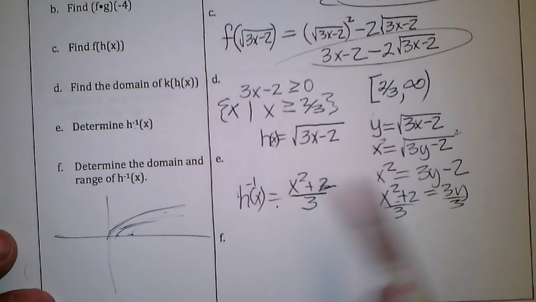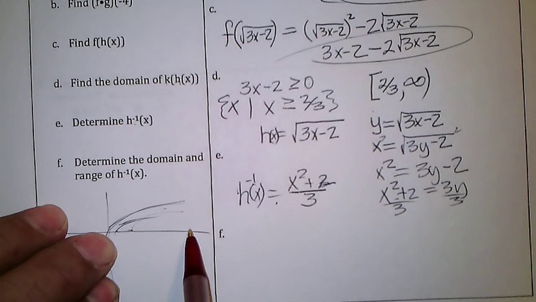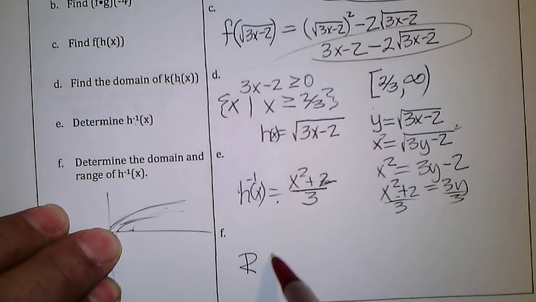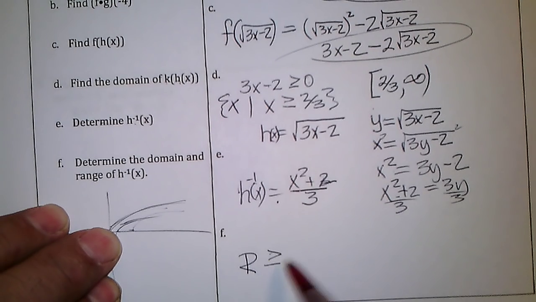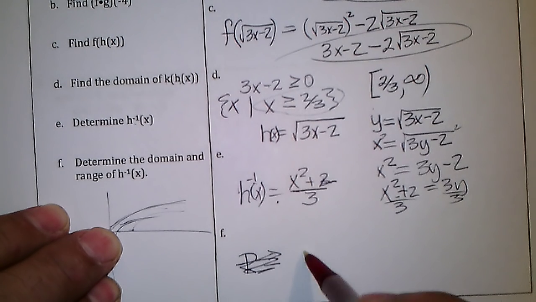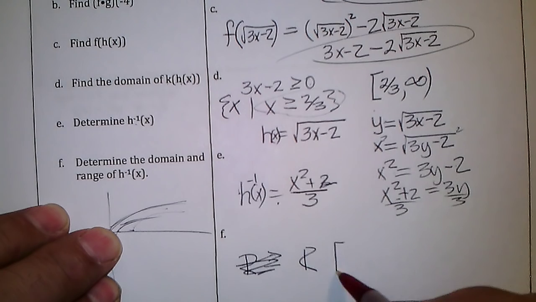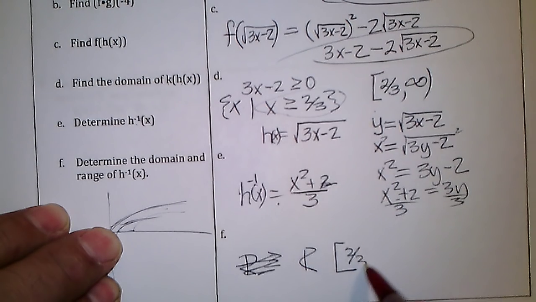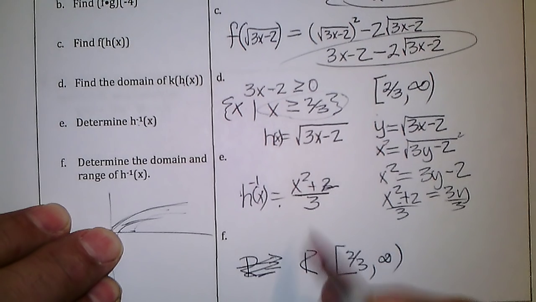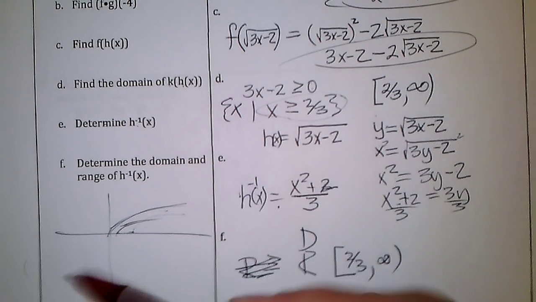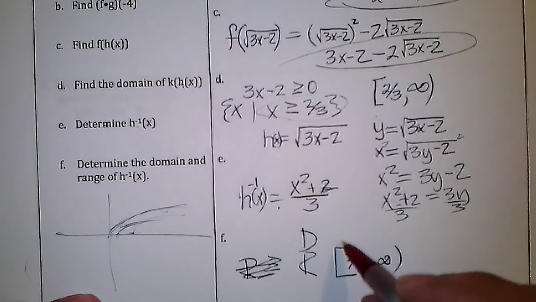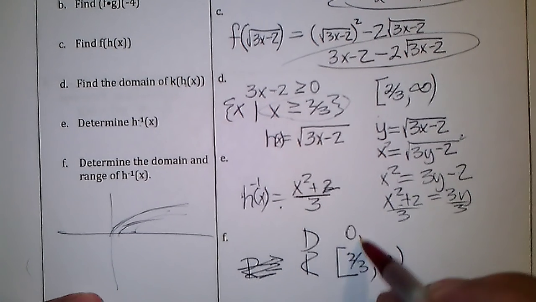So the domain was from 2/3 and up. So the range of the inverse would be greater than or equal to 2/3. What the domain of h was, that's the range, 2/3 to infinity. The domain is what you put in. Well, out of this we only get positive numbers, so that's from 0 to infinity.